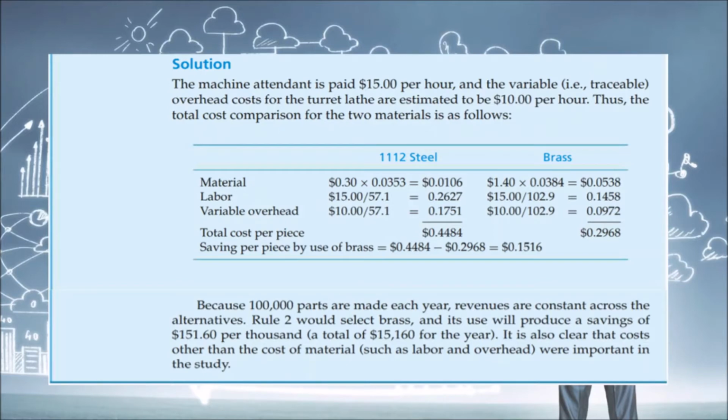For brass, $0.2968. Saving per piece by use of brass, so that is 0.4484 minus 0.2968 equal to $0.1516. Because 100,000 parts are made each year, revenues are constant across the alternatives. Rule 2 would select brass and its use will produce a savings of $151.60 per thousand. It is also clear that costs other than the cost of material were important in this study.